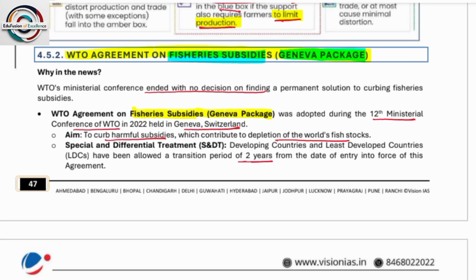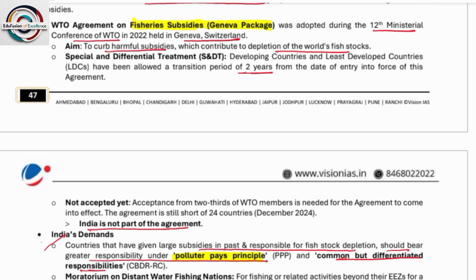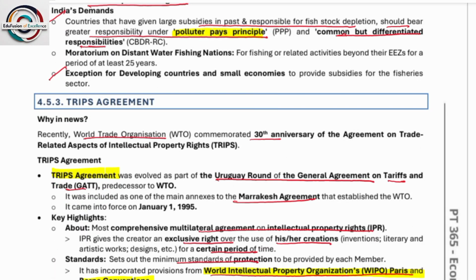So, WTO agreement on fisheries subsidies, Geneva package. The WTO Ministerial Conference ended with no decision on finding a permanent solution to curbing fisheries subsidies. The WTO agreement on fisheries subsidies, also considered the Geneva package, was adopted during the 12th Ministerial Conference, aimed to curb harmful subsidies which contribute to depletion of the world fish stocks. India's demand: countries that have given large subsidies and are responsible for fish stock depletion should bear greater responsibility. Polluter pays principle.